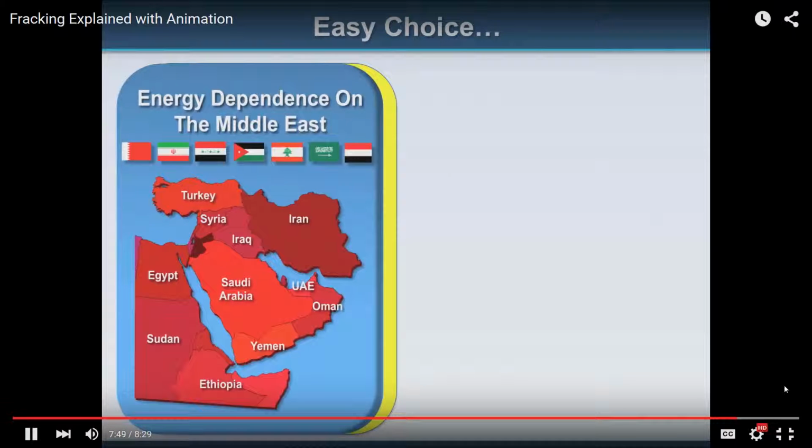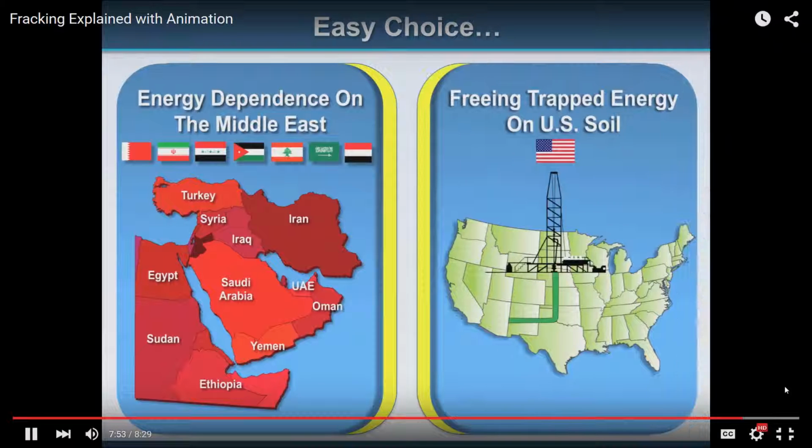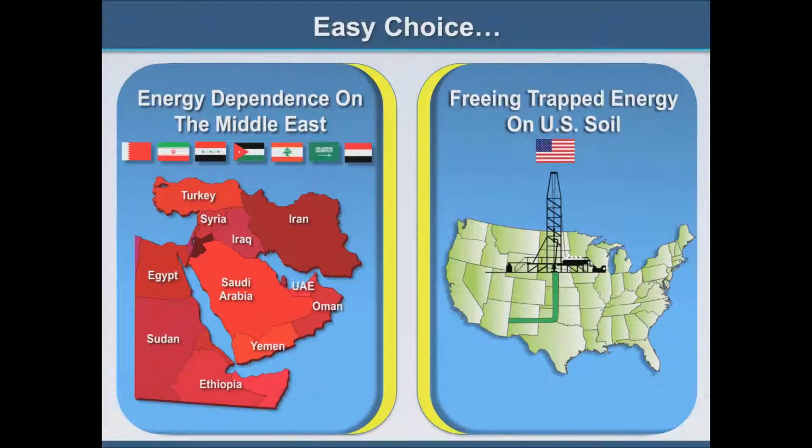Leveraging domestic energy resources is smart policy for our country and provides the United States with the ability to be more self-sustaining. Since natural gas is an abundant resource right here on American soil, fracking provides an opportunity to lessen our dependence on foreign energy and increase energy innovation and revenue within the U.S.